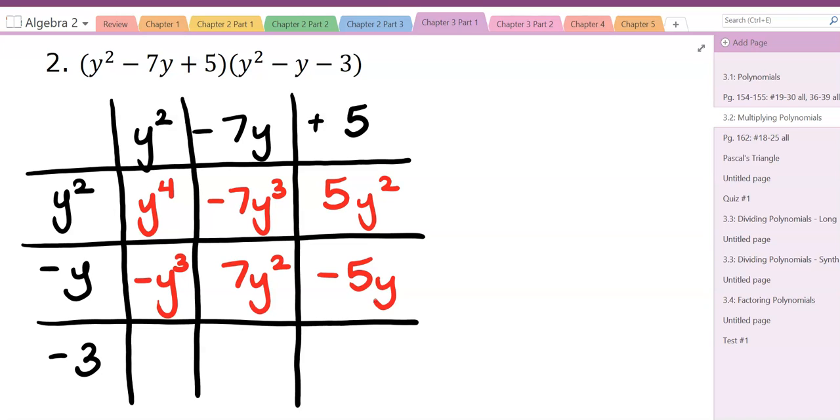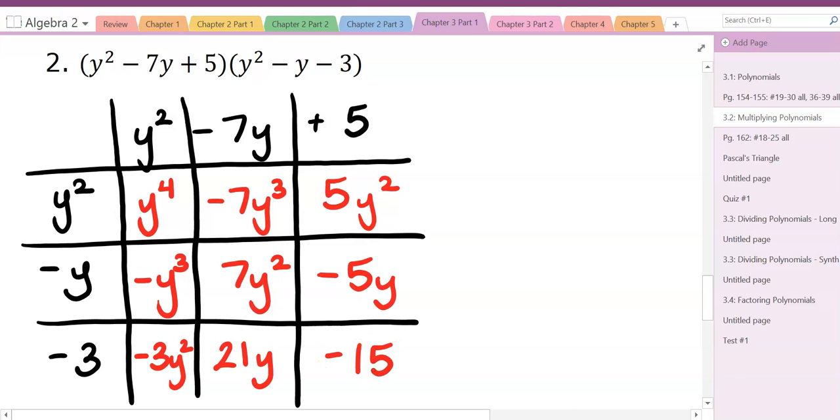Okay, last is to do negative 3 times y squared. So that's negative 3y squared. Negative 3 times 7y is going to be positive 21y. And then negative 3 times 5 is negative 15. So if you were using the distributive property, you should get these exact same pieces that I got.